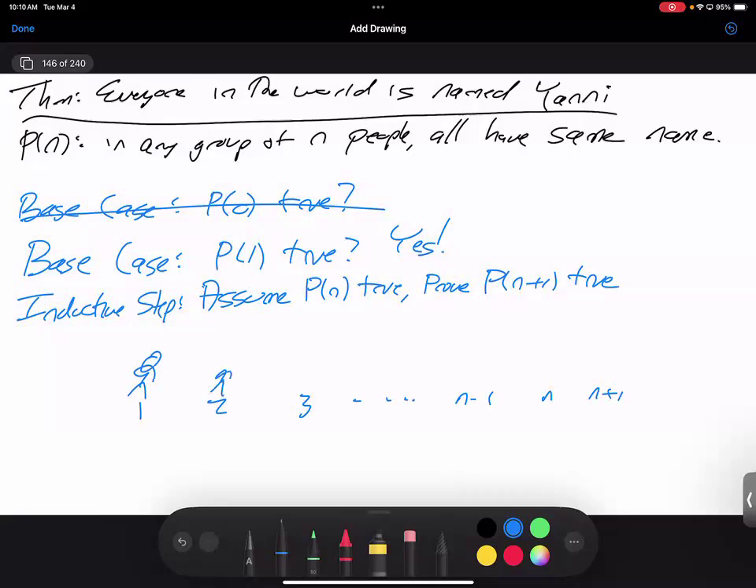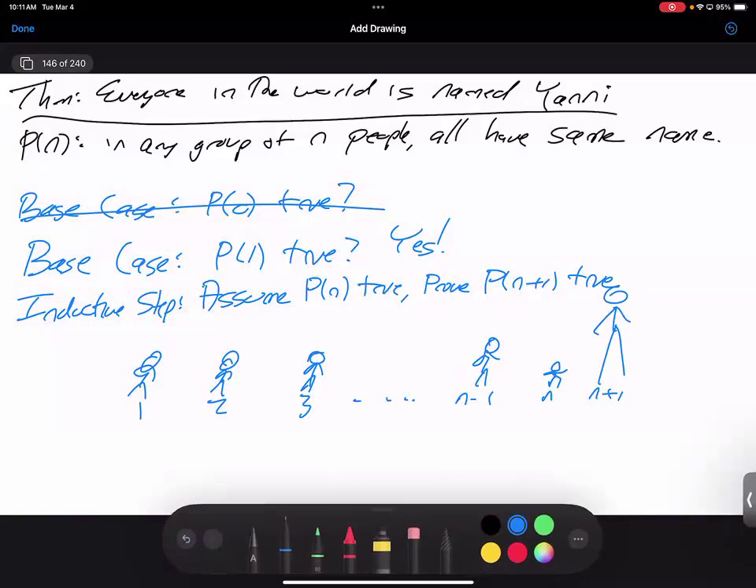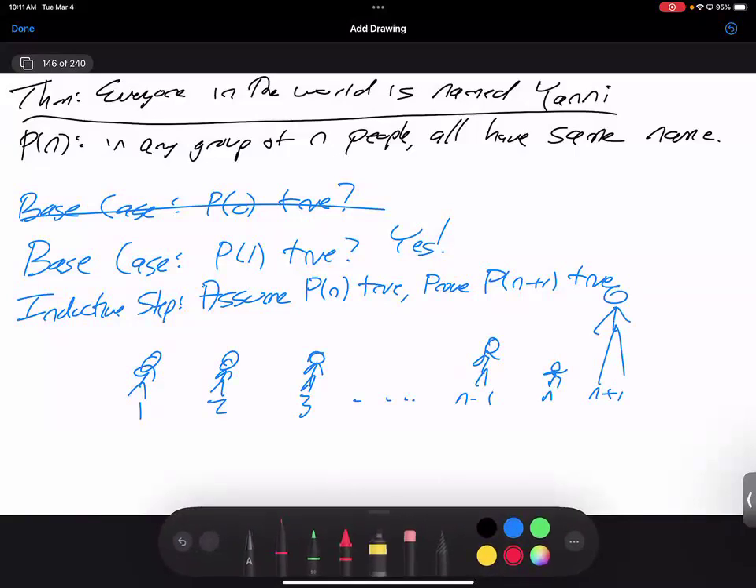Is it okay if I don't do a good job drawing the people? Okay, I have n plus 1 people. Can somebody give me a group of n people? Yes, Yanni. Well, no, I've got n plus 1 people. Can you give me a subset of n people from this group of n plus 1? Oh, just 1 to n. Thank you, Yanni.